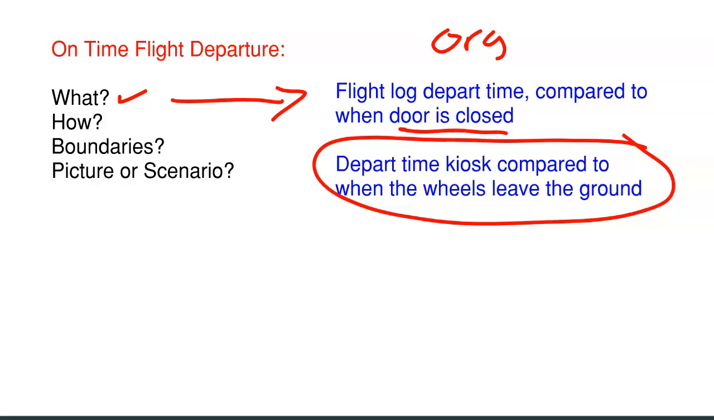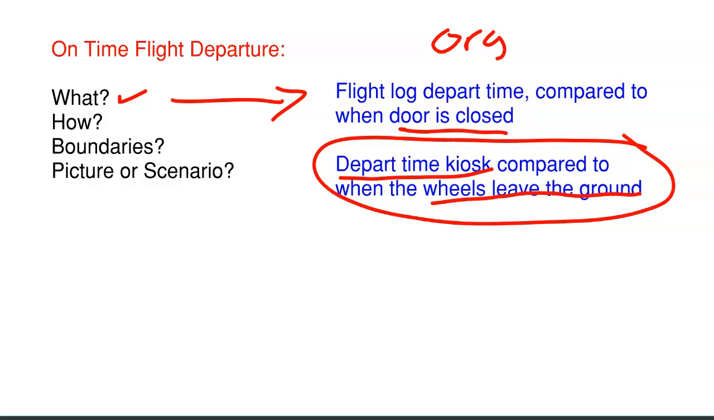this, which is more customer-centric and probably, as a result, a better representation of the data that we really want to collect, where we're taking a look at the departure time kiosk that's displayed at the airport terminal, and we're comparing that to when the wheels actually leave the ground. Okay, so there's the what.